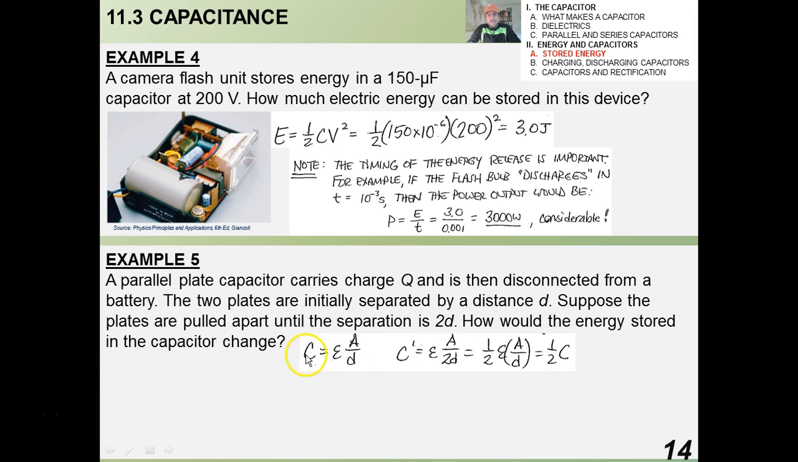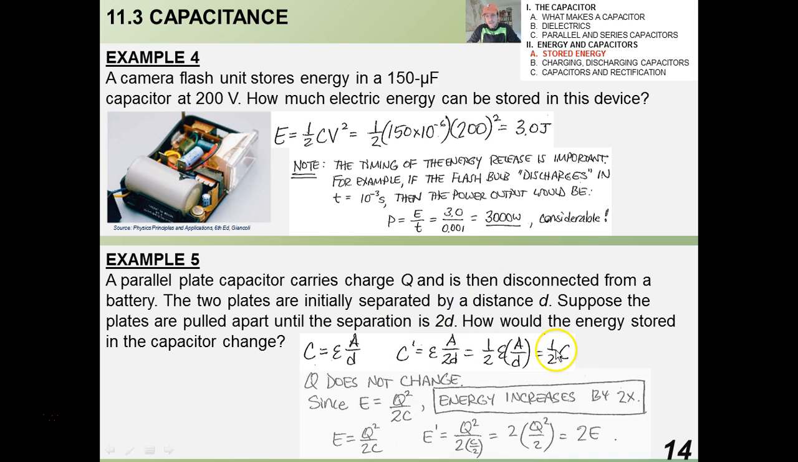Okay, the first capacitor is given by epsilon A over D. The second capacitor, which would be the case where we have 2D, a greater separation, would obviously be less than the initial capacitance, and it's exactly less by a factor of 1/2. Now, Q doesn't change. The only thing that changes is the actual plate separation.